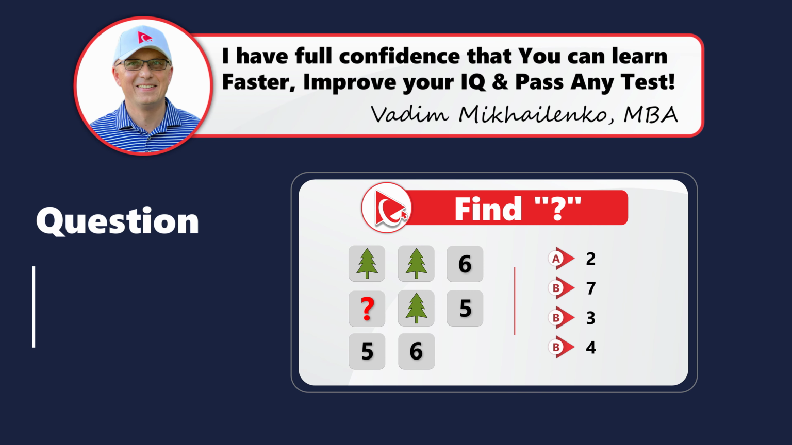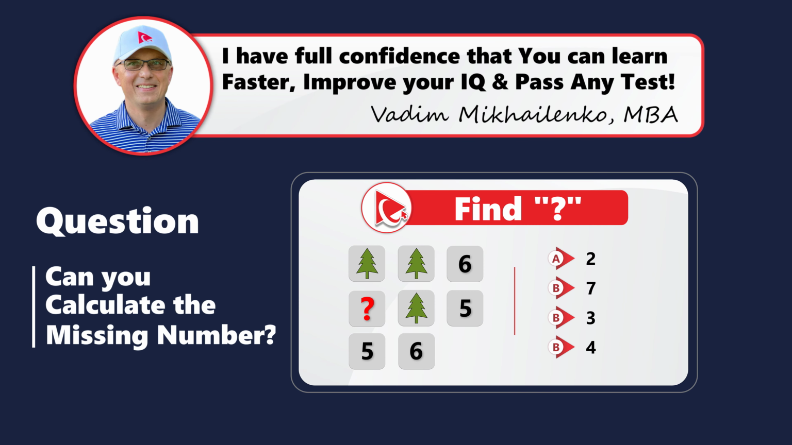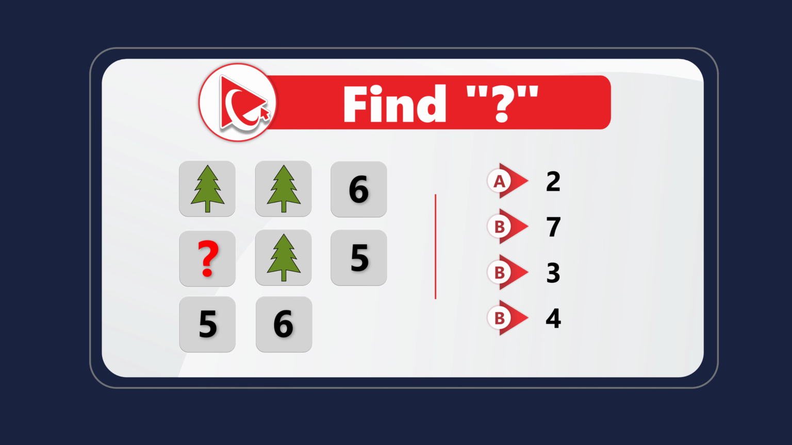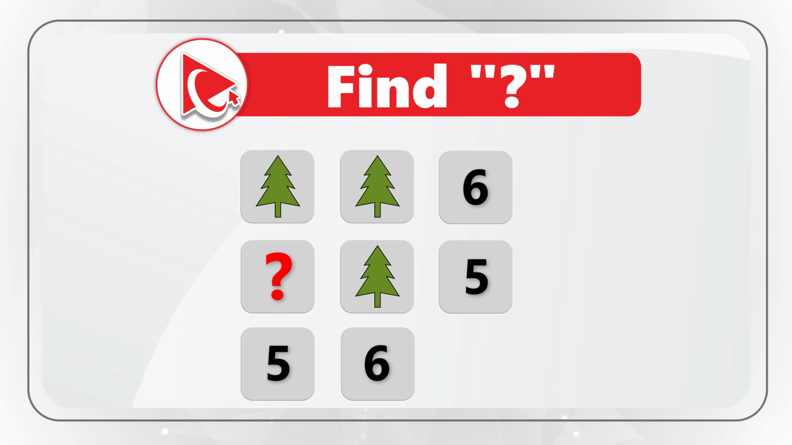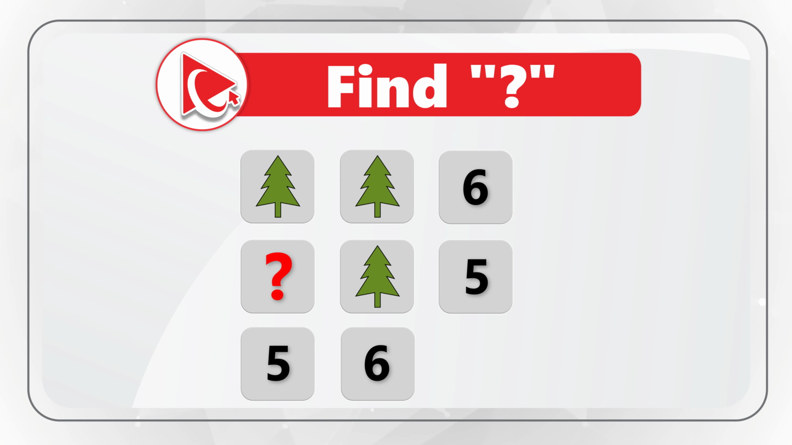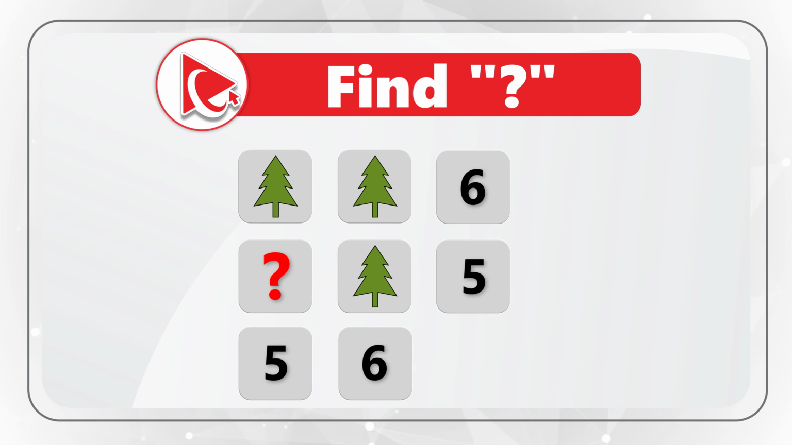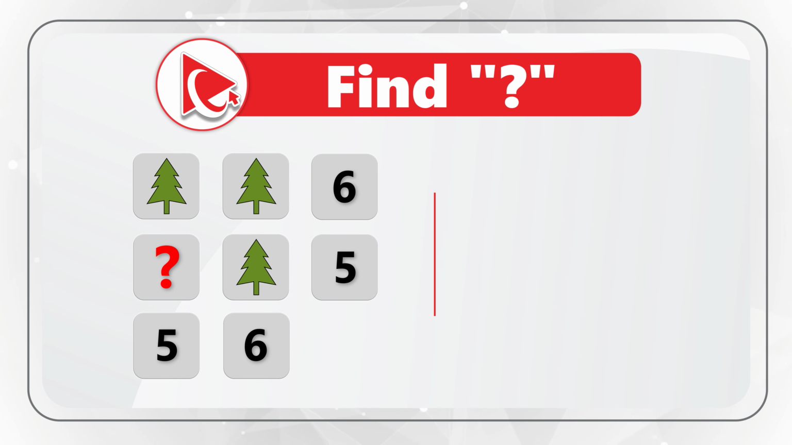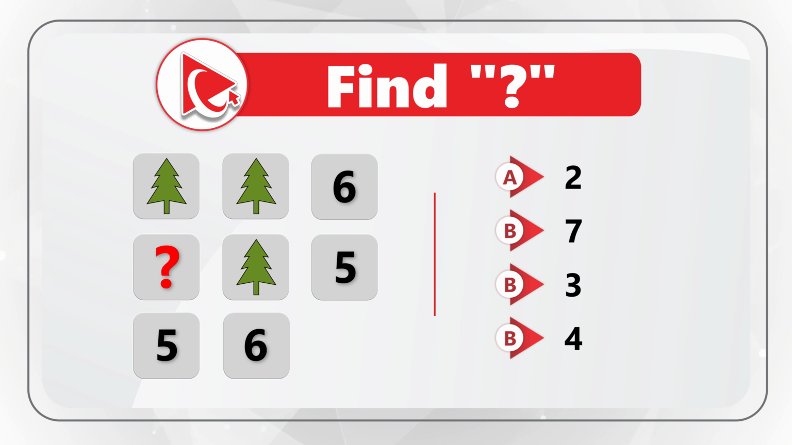Here's a phenomenal question where you need to find the missing number. You're presented with an almost 3 by 3 shape, which contains evergreen trees, numbers, and the question mark. Based on what you see, you need to calculate the missing number, and you have 4 different choices. Choice A, 2, choice B, 7, choice C, 3, and choice D, 4.